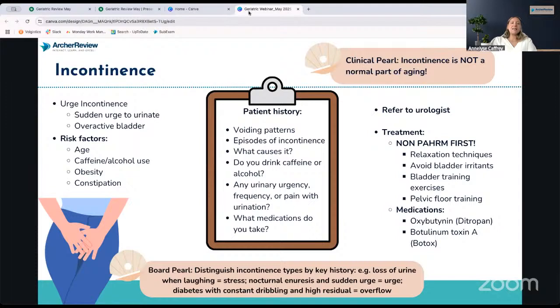Incontinence is when urine involuntarily leaves the bladder. My big clinical pearl here is that it is not a normal part of aging. A lot of times we like to think, oh yeah, this is normal. It's normal to be incontinent. It is not normal to be incontinent.